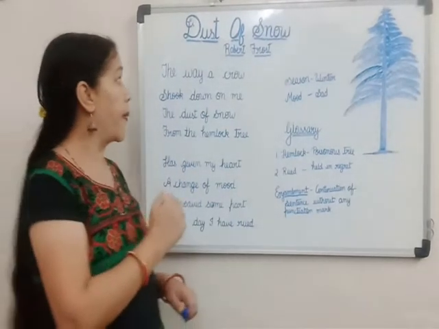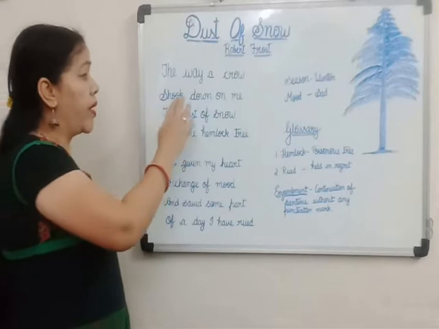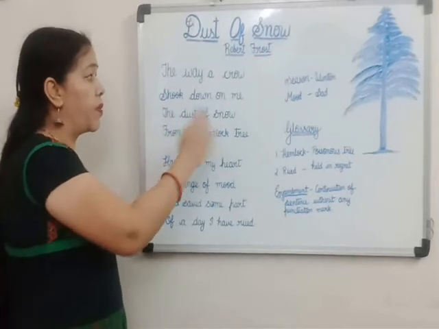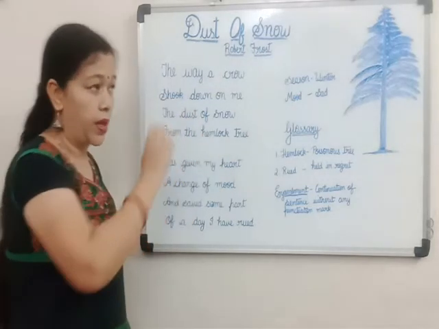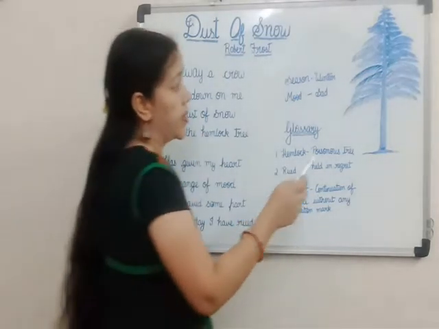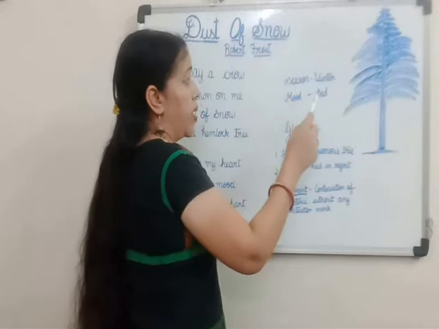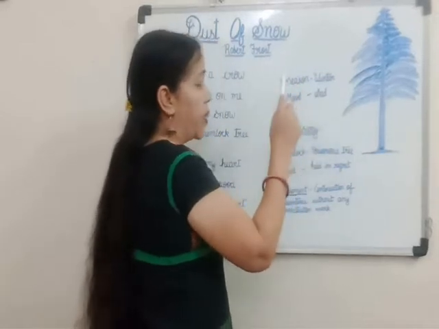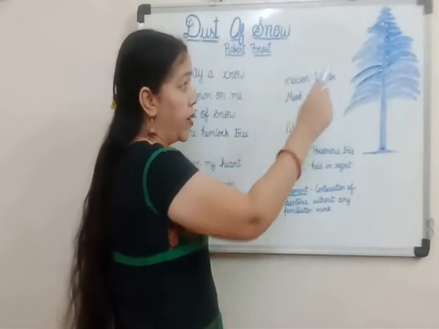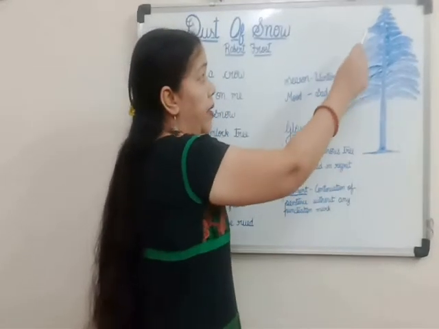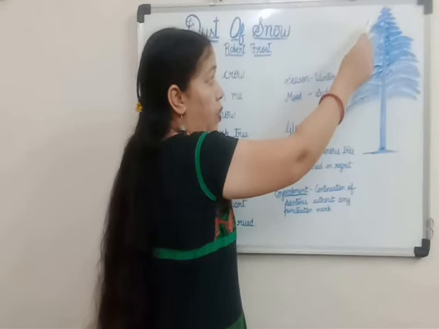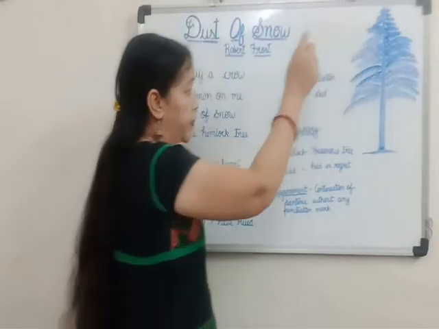Let's start the poem. The way a crow shook down on me the dust of snow from the hemlock tree. Let me tell you here, students, the poet is in a very bad mood. It is the season of winter. He is sitting under a hemlock tree and a crow is sitting on top of the tree.